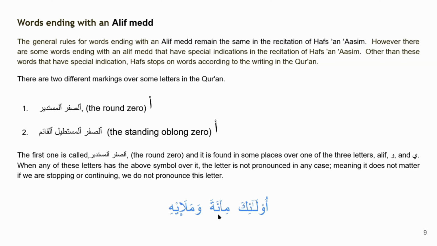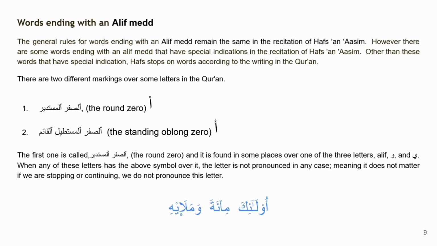We can see in this word the round zero or sifr mustadir is on alif, and we recite this word like this, mi'ata, and there is no recitation of this alif. And in here, we can see sifr mustadir on top of letter ya, and instead of reciting this word like this, wa mala'ihi, we say wa mala'ihi, and we do not recite ya as a mad letter, whether we continue or stop. But here, we need to note down one point.